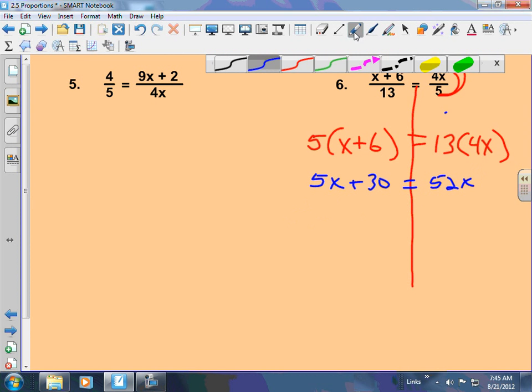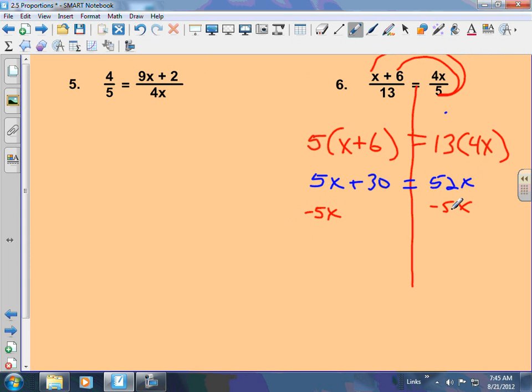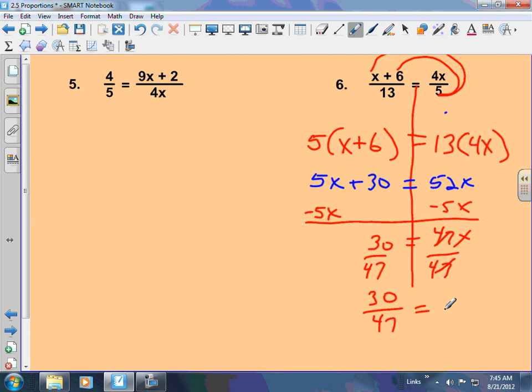x. Now I'm going to move my 5x, which will give me 30 equals 47x. Now I divide both sides by 47. The 47s cancel out, and I get 30 over 47 equals x. Okay? 30 over 47 cannot be reduced. Okay.